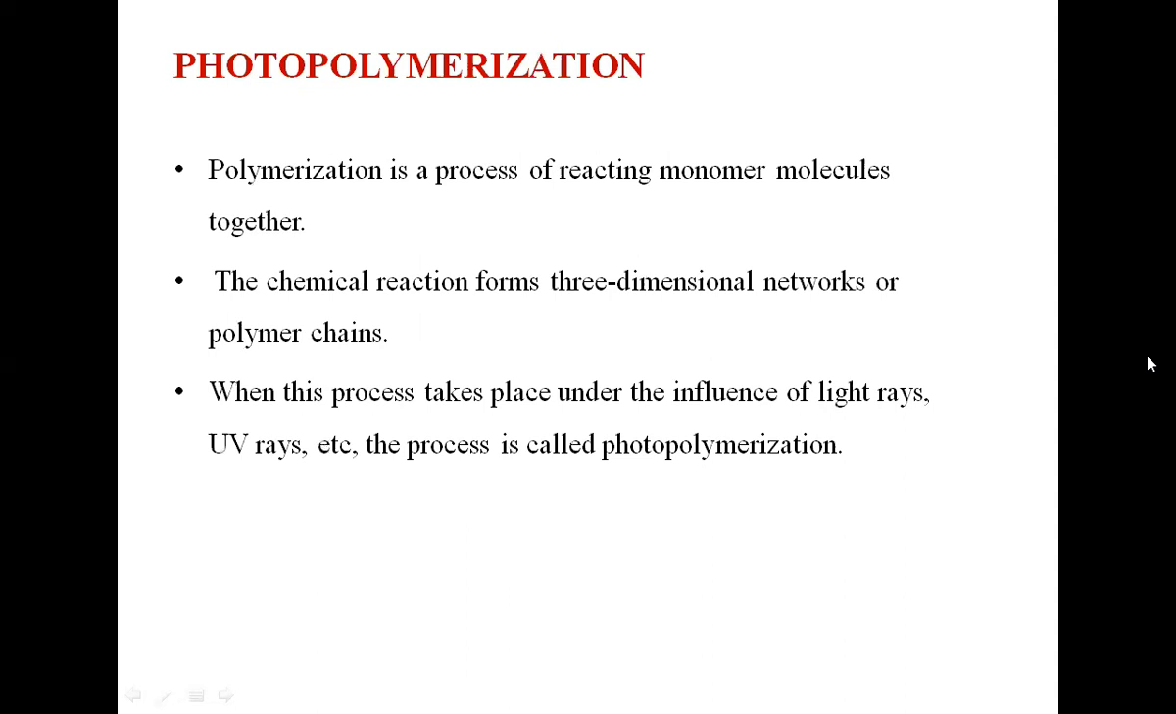Photopolymerization is a process of reacting monomer molecules together, meaning many monomers combine to form photopolymers. The chemical reactions form a three-dimensional network of polymer chains. This polymerization process consists of several networks, 3D networks and polymer chains. When this process takes place under the influence of light rays, UV rays, the process is called photopolymerization.